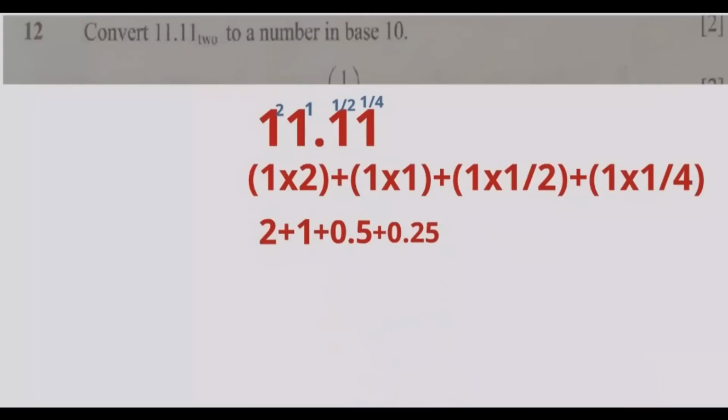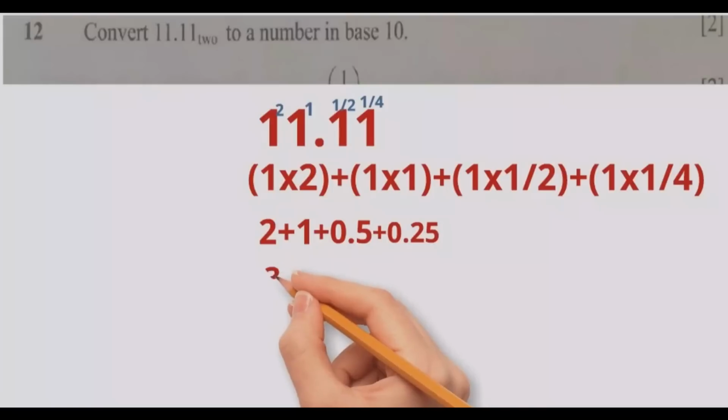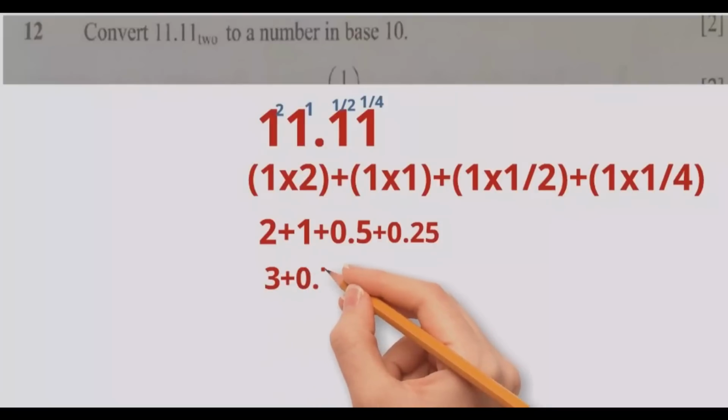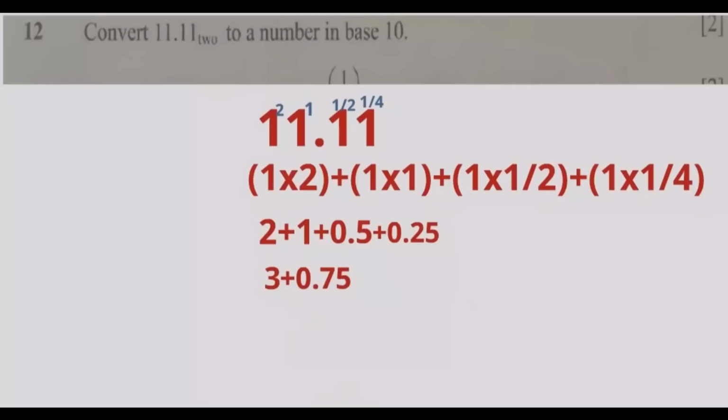When we add this, 2 plus 1 gives us 3. Then 0.5 plus 0.25 gives us 0.75. Then 3 plus 0.75 gives us 3.75, and that is the number in base 10. Basically, that's what you need to do. If you have questions, you can ask in the comment section, and I'll be glad to respond.